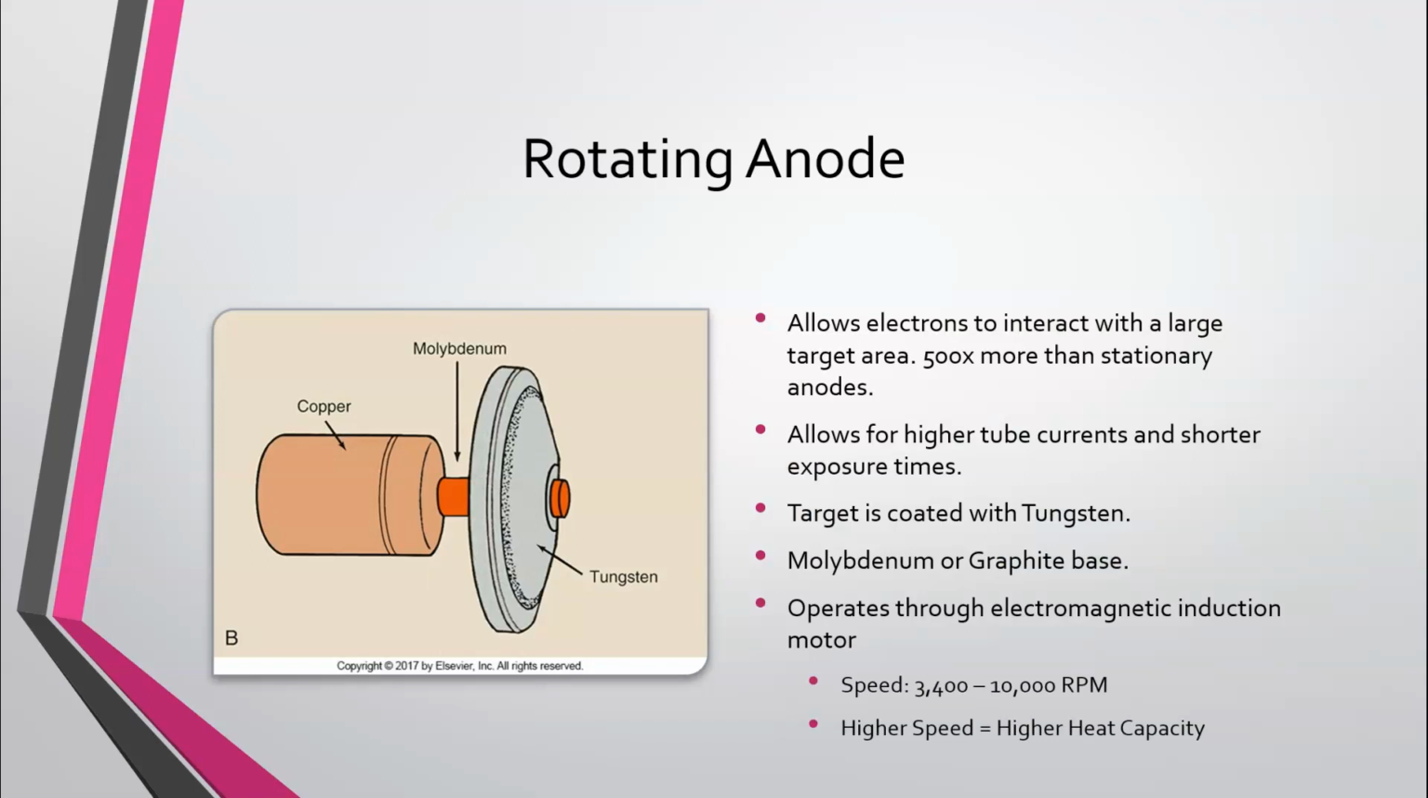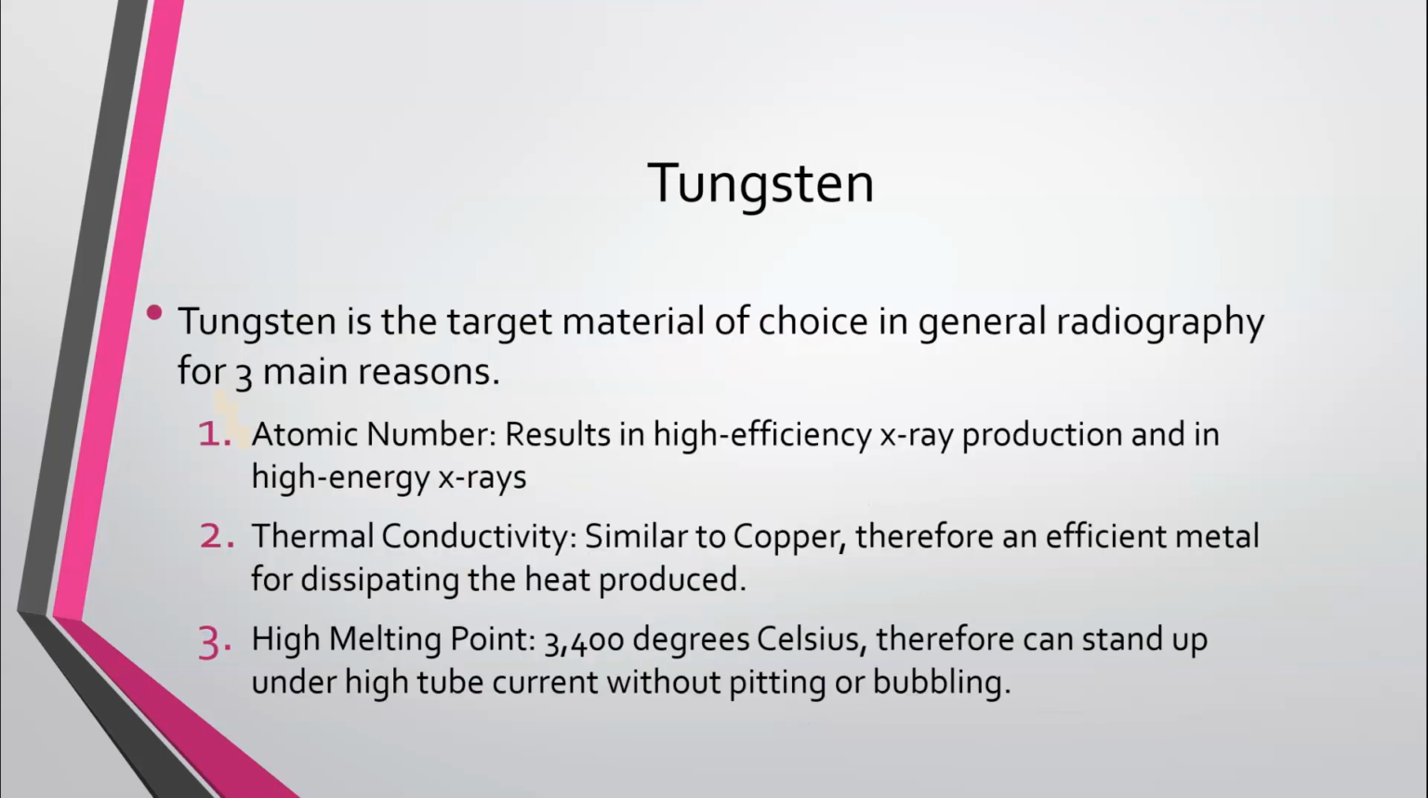So rotating anode allows electrons to interact with a large target area, approximately 500 times more than the stationary. It allows for higher tube currents and shorter exposures, which is great. Target is coated with tungsten, right? So molybdenum and graphite base is typical and operates through electromagnetic induction. So the speeds, depending on your textbook, could be 32 to 3400, depending. So typically it's 3,400 to 10,000. 10,000 is the high capacity tubes, so they can handle a lot more, okay?